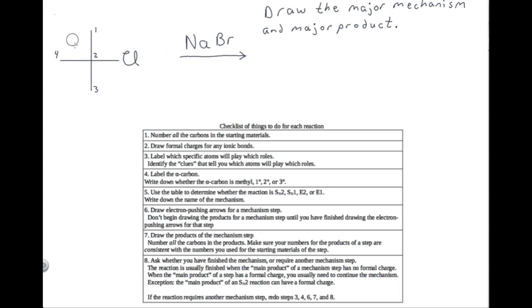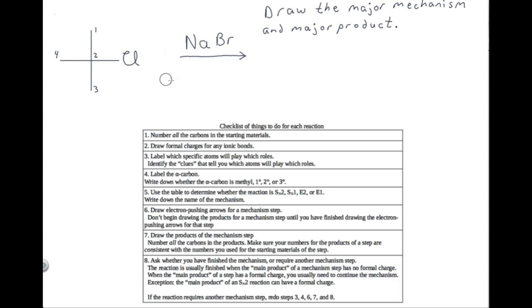Like so. Now, these numbers are for our own personal use. They're not intended for official IUPAC naming, so you can number the carbons in any way that you like. You can number the carbons in the starting material in any way that you like.